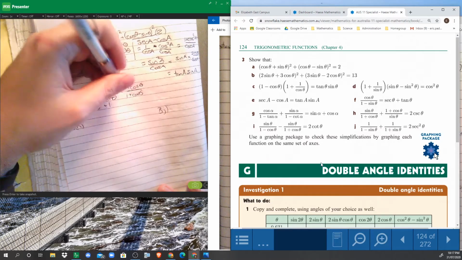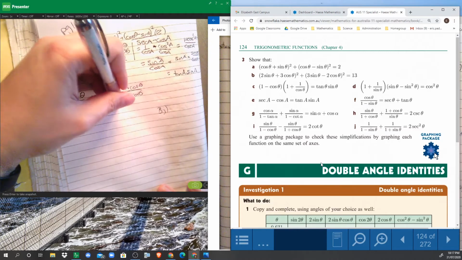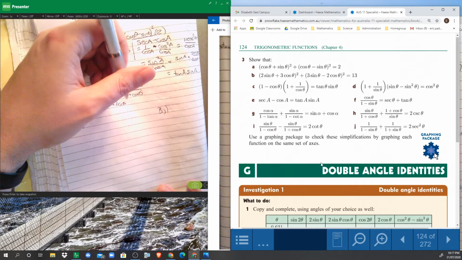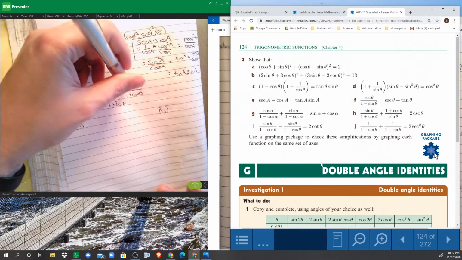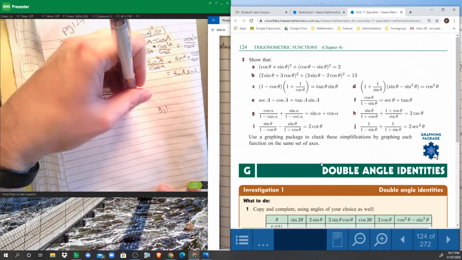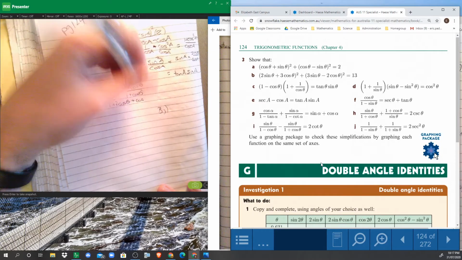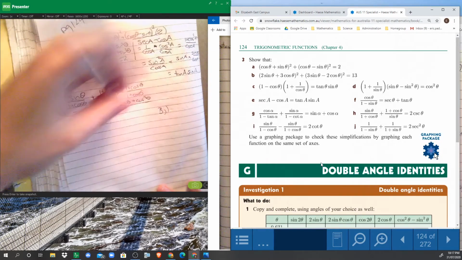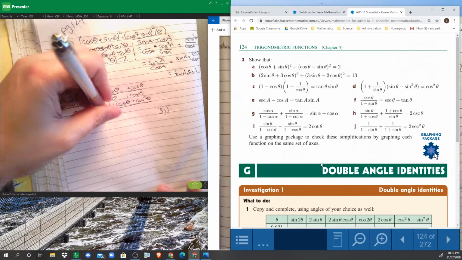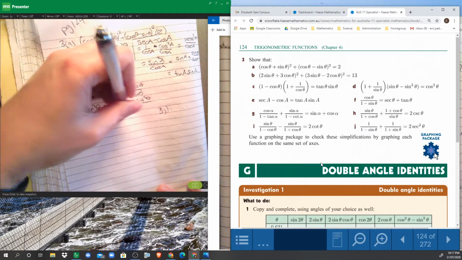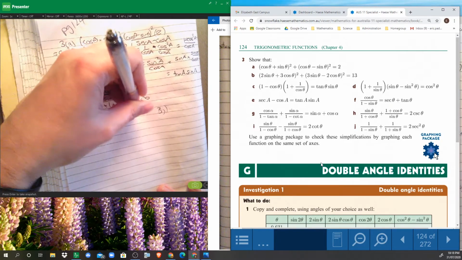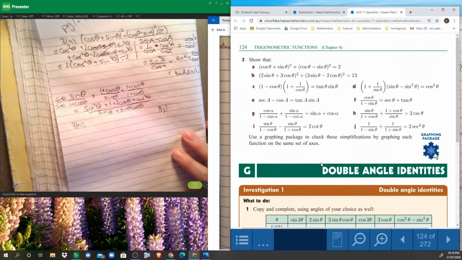That's going to give you, well, this one is going to be on top, sine squared theta plus 1 plus 2 cosine theta plus cosine squared theta, all over sine theta plus sine theta cosine theta. All right.